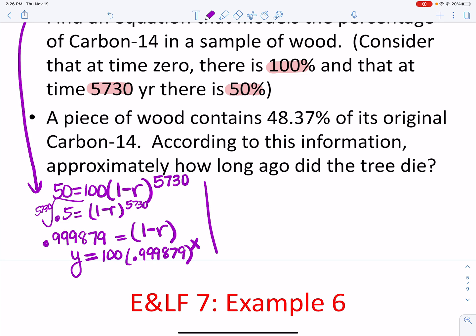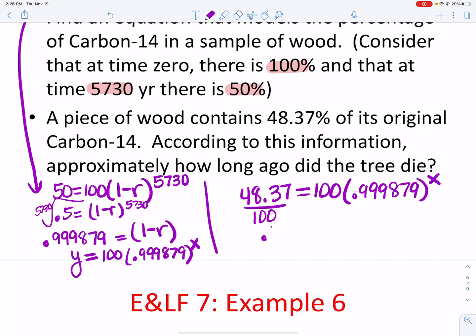I'll actually probably put this on the other calculator so that you guys can see it. Oh, it's right there so I can see. So I can put it on Desmos so you can see. So it says a piece of wood containing 48.37% of its original value. So that would be 100 times 0.999879 to the x. How long ago did the tree die? The first thing I'm going to do is divide by 100. So I get 0.4837 equals 0.999879 to the x. So then I would log that.